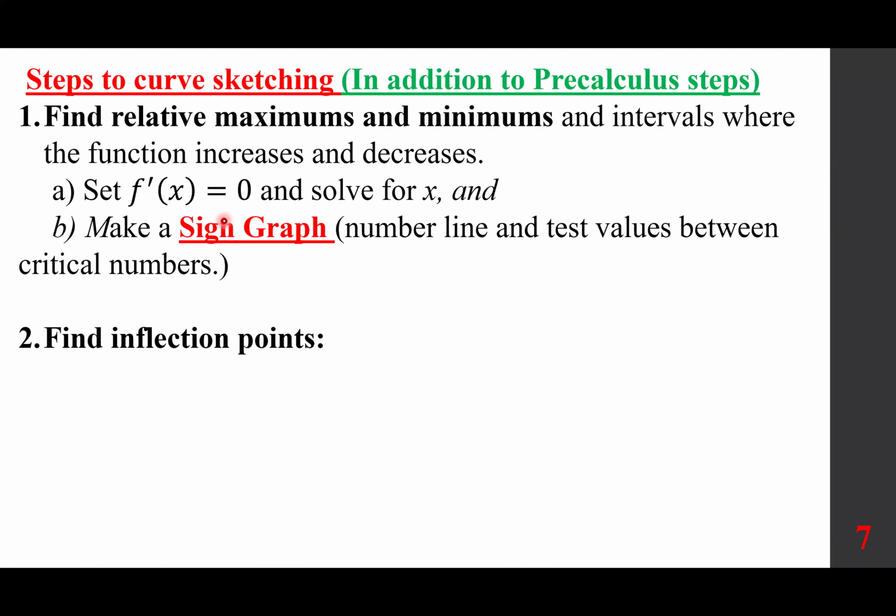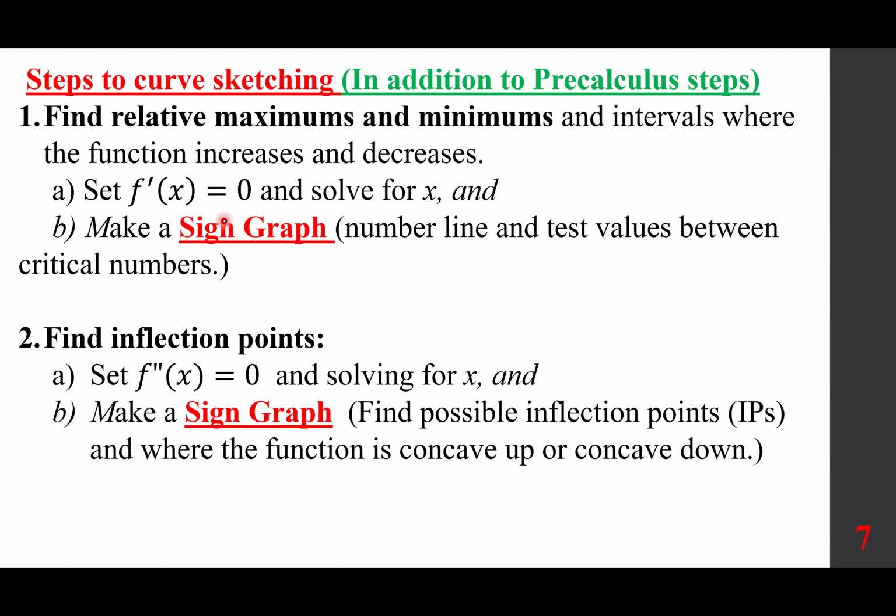Find the inflection point. How do you do that? Find f double prime, set it equal to 0, and solve for x, and do a sign graph to find whether we have an inflection point, where the function is concave up, where the function is concave down, and so on. Very straightforward. Finally, we graph.